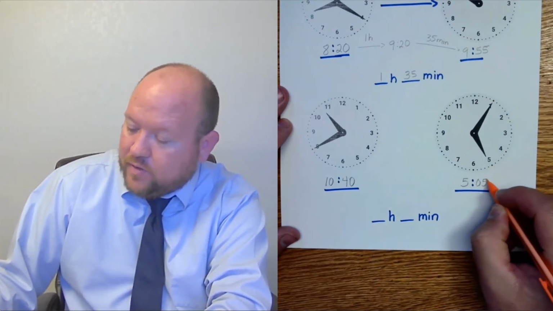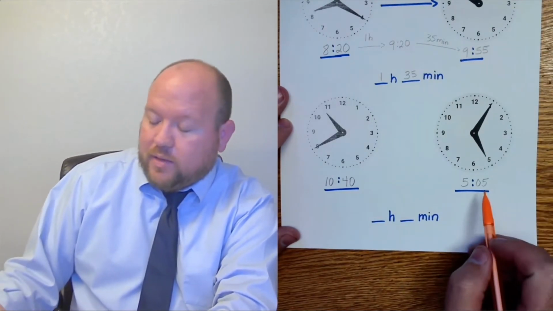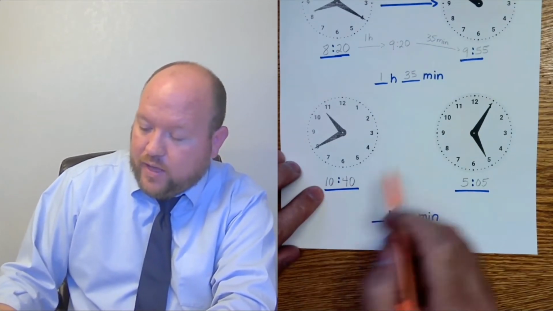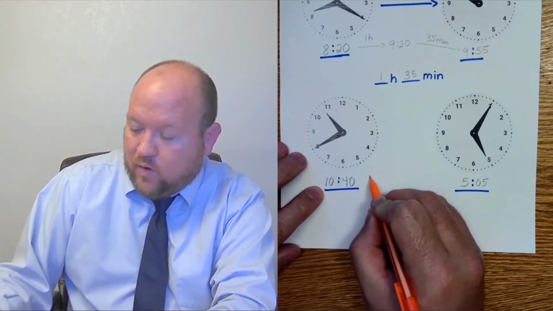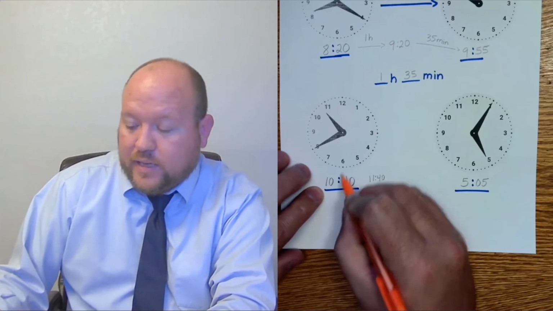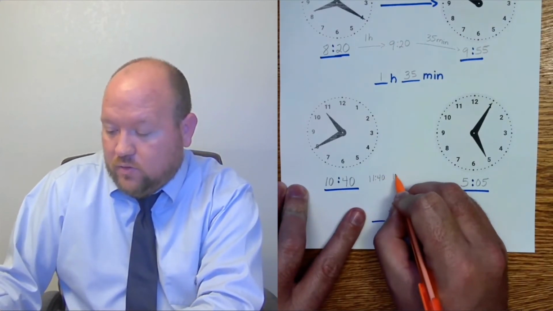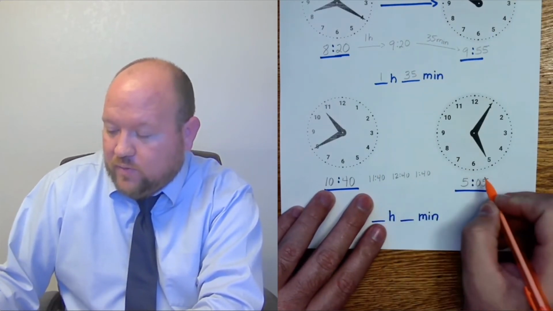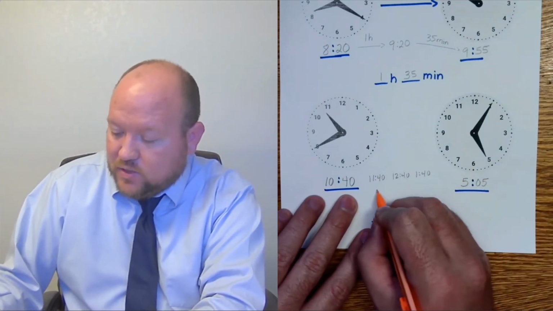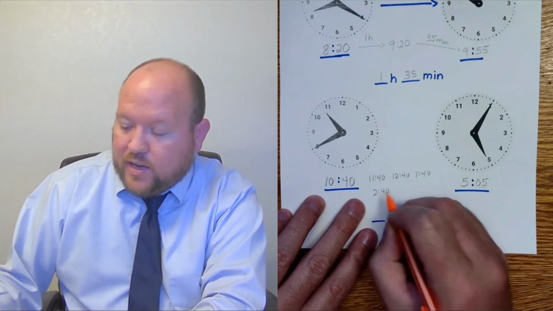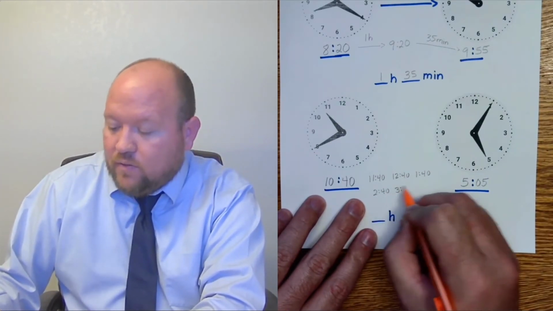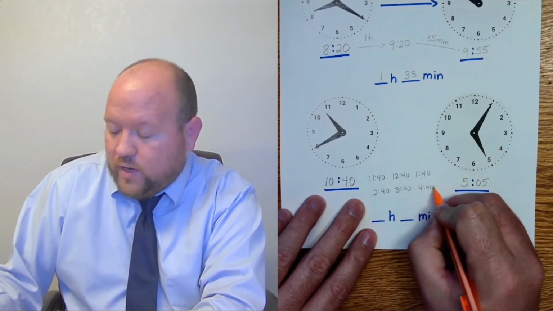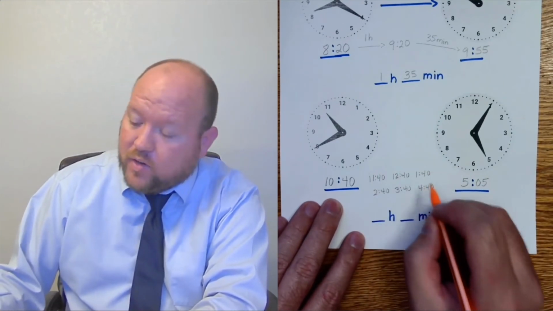So we have 5, and we have gone 5 minutes. So 5:05, okay? So now I want to think about how many hours I've gone ahead, okay? So here, I start at 10. I spin the clock around. It's now 11:40. I spin it around again. It is 12:40. I spin it around again. It is now 1:40. I spin it around again. It is 2:40. I spin it around again, it is 3:40. I spin it around again, it is 4:40, all right?